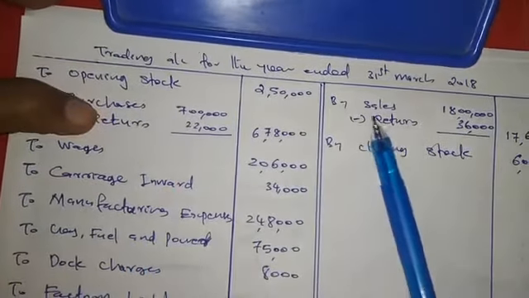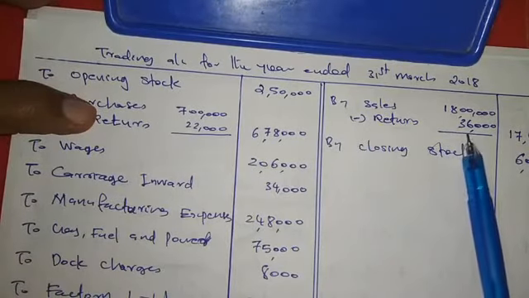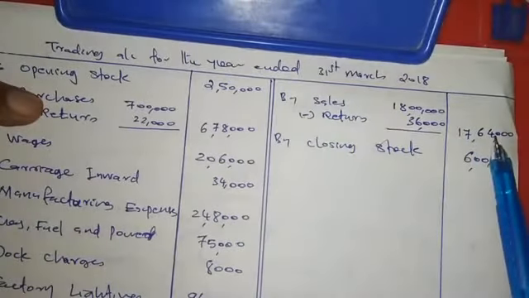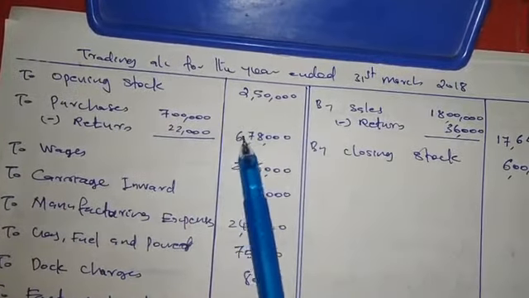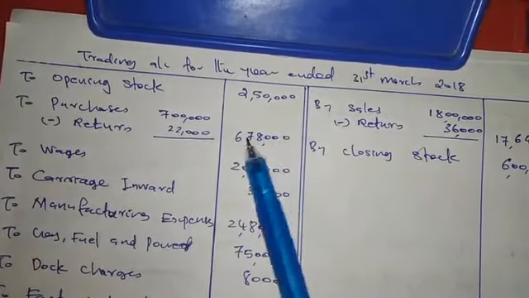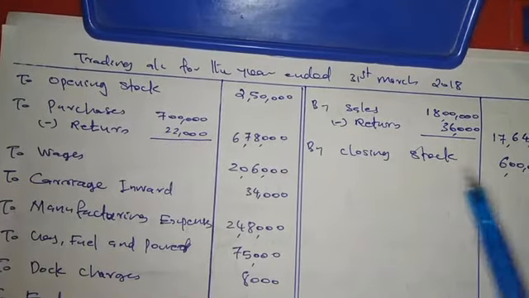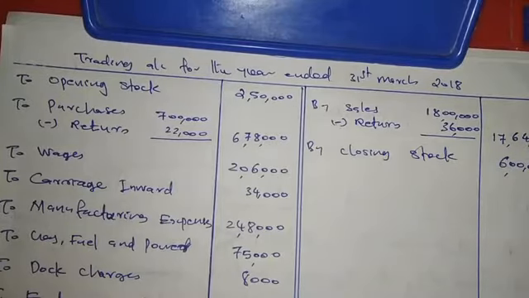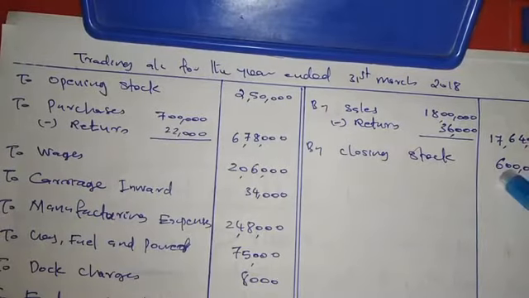On this side the first item will be sales. Sales in the inner column. The sales return amount we subtract. After subtracting, this is known as net sales, and the amount of purchases minus purchase return is known as net purchases. Then after sales, one more item comes, that is closing stock. Only two items come on the credit side of the trading account: one is net sales, the second is closing stock.